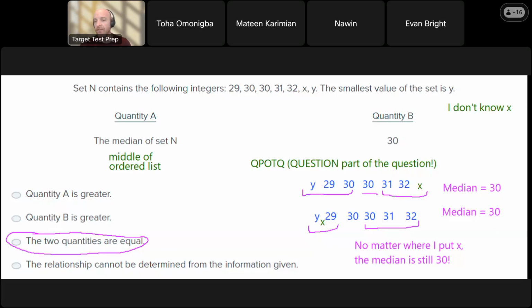Oh yeah, so to clarify, when I was talking about question part of the question, what it means is never forget, as you're doing a problem, exactly what you're trying to solve for. It sounds redundant, question part of the question, right? But I'm interested in comparing the median to 30. That's all that matters. So it's good, as you're doing a problem, to constantly come back and remind yourself exactly what it is you're trying to solve for.